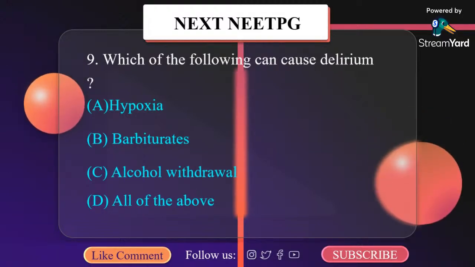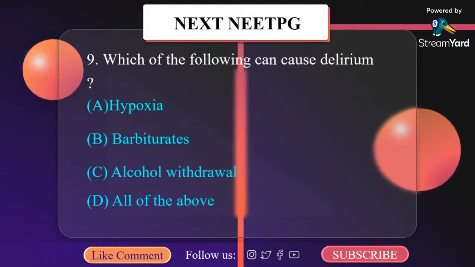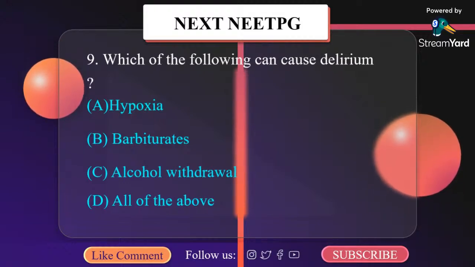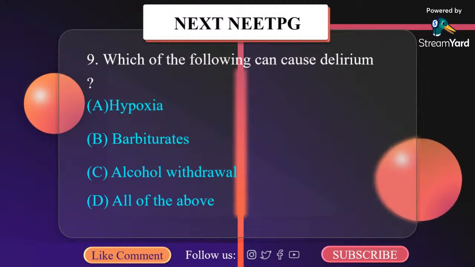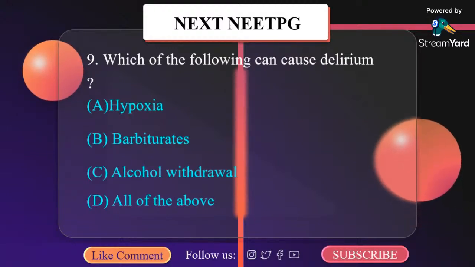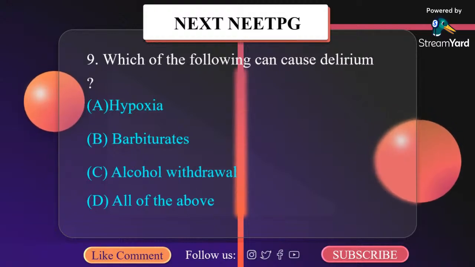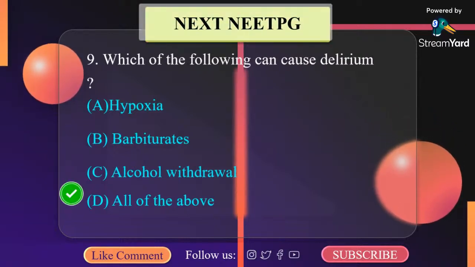Drug intoxication: alcohol, barbiturate, TCA, anticholinergic, anticonvulsant. Drug withdrawal: alcohol, sedatives, hypnotics. Nutritional deficiency: vitamins, thiamine, pyridoxine, niacin, B12, folic acid, protein. Post-operative state, seizures and sleep deprivation. So the correct answer here is D, all of them.